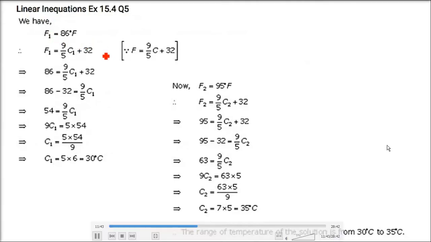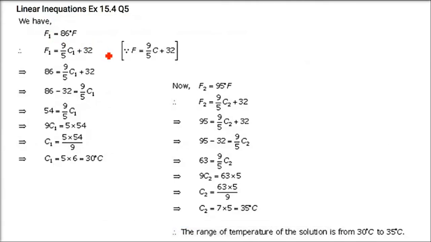The next is: a solution is to be kept between 86 degree and 95 degree Fahrenheit. The 86 and 95 are the range in Fahrenheit. What is the range of temperature in degree centigrade? It is already in Fahrenheit, so we have to convert it into centigrade. We never use degree in the Celsius, okay?